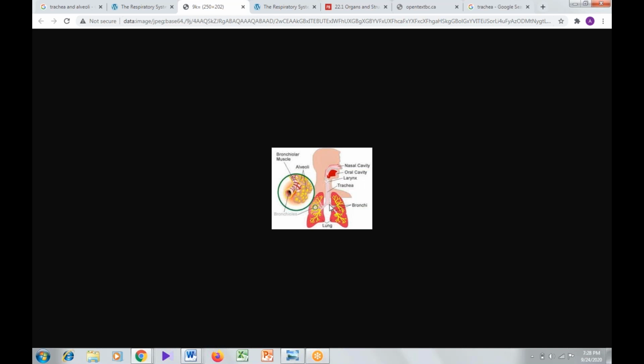So the trachea leads into two branches. These two branches are called bronchi. One is a bronchus, the other is another, and it divides into two branches. The bronchi then split into many small branches, which are called bronchioles. So trachea into bronchi, bronchi into small branches called bronchioles, and then the bronchioles lead to the alveoli.